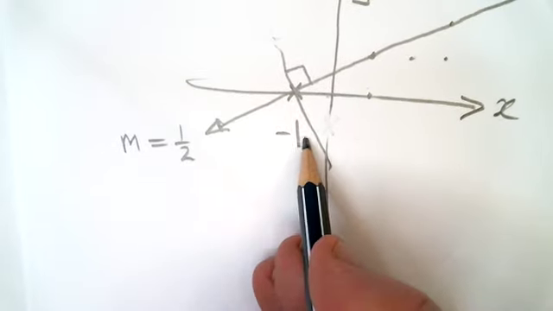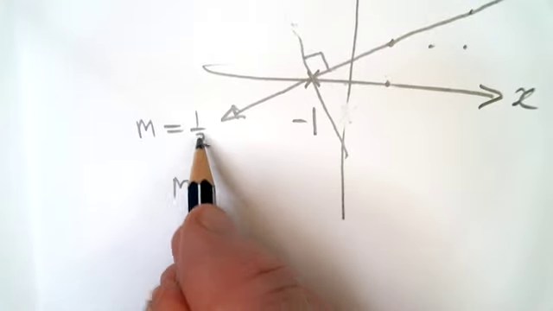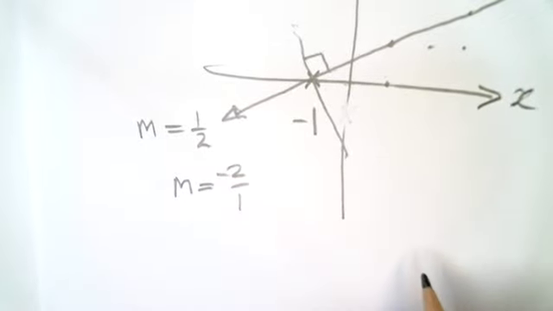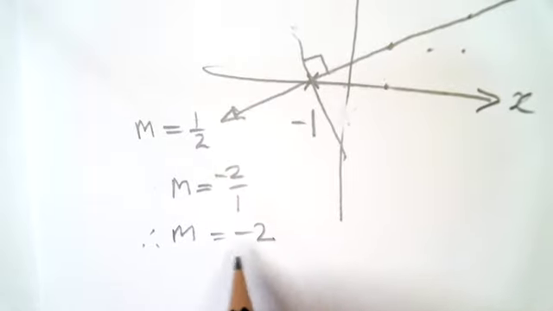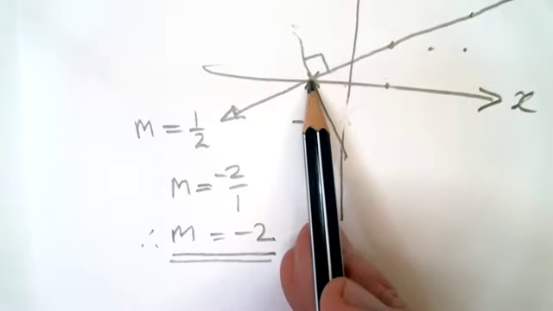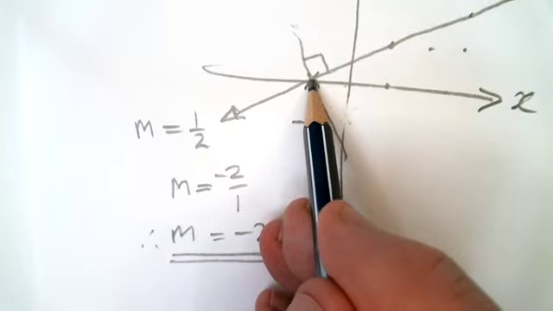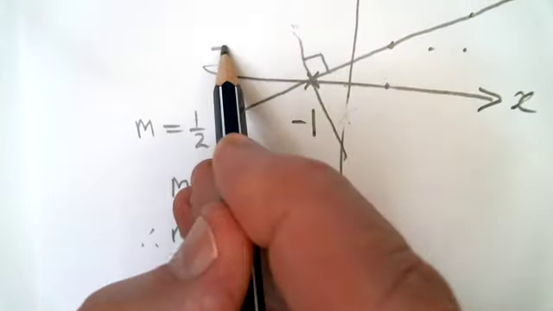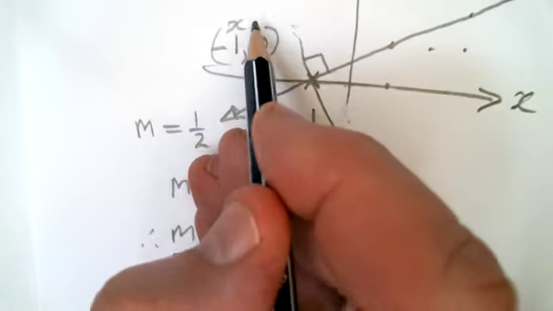So the new graph must have an m value that is the negative reciprocal. So 1/2, we flip it the other way, so it's 2 over 1, and make it negative. In other words, m is equal to negative 2. Now we've got an m value of negative 2, and it's going to cut at this point. Actually, we have the point here, don't we? It's not just cutting the x-axis there, it's a point, and the point is negative 1, comma 0. There is my x and there is my y.